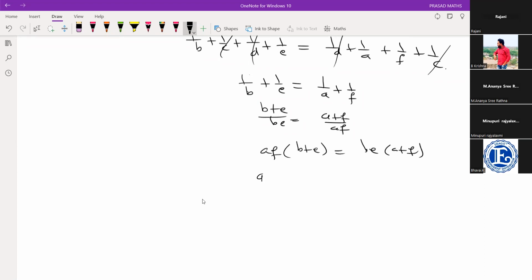But this is exactly the same as saying what? AB is related to FE. Right? So therefore it's the same. So it is transitive.